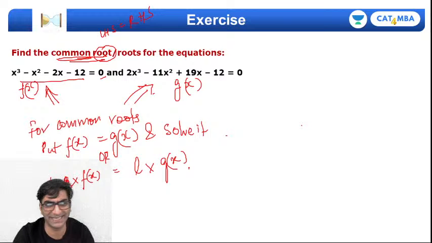नाउ व्हाई एम आई सेइंग दिस, राइट? आई से दिस बिकॉज इफ f(x) equal to 0, then k times f(x) will also be 0, correct? Similarly, if g(x) equal to 0, then l times g(x) should also be 0.